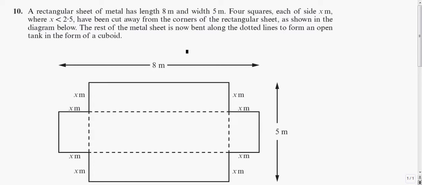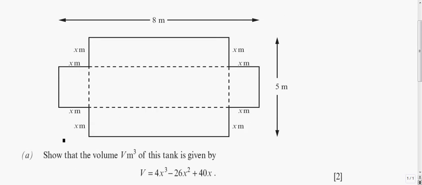So this is question 10 from the May 2011 C1 past paper from the WJEC. There's this long paragraph at the front. The only important bit of information that's not in the diagram is this bit here: x is less than 2.5. So we're going to keep that in mind and just skip straight to the questions.